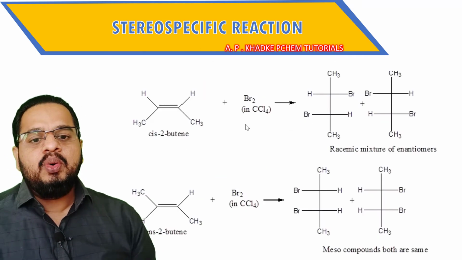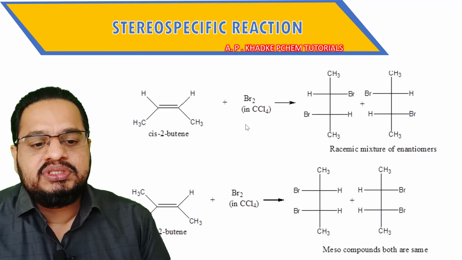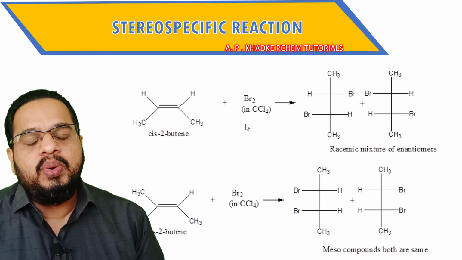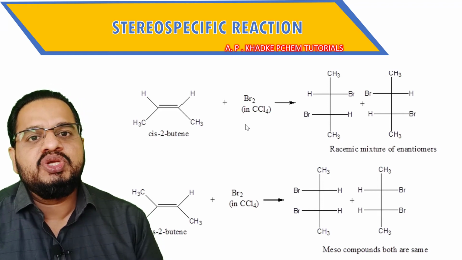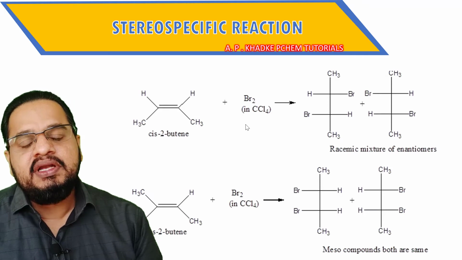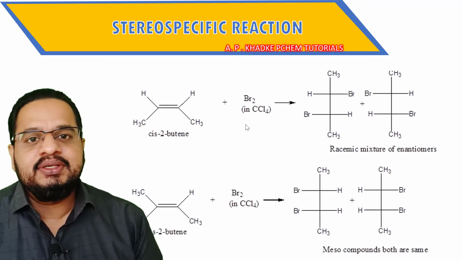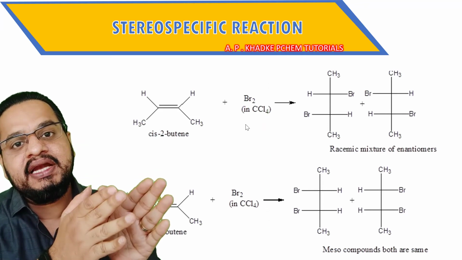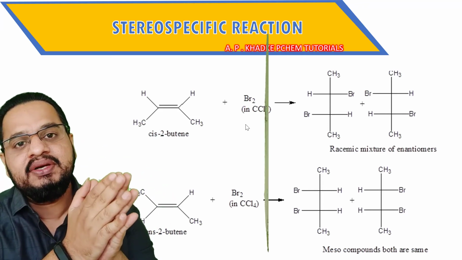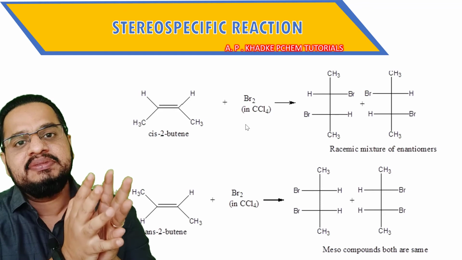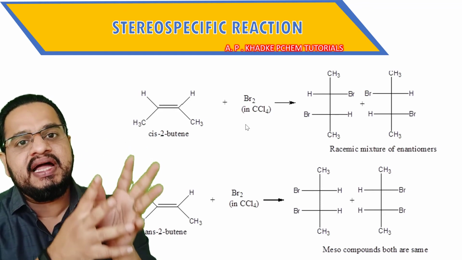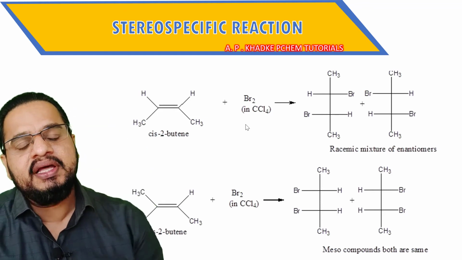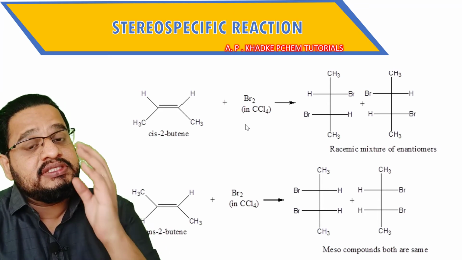Understand? Now once we are done with the stereoselective reactions, we are going to discuss the stereospecific reaction. Whenever we say it's stereoselective, the end product is selective. The end product is a selective enantiomer, or a selective diastereomer: you get R or S, or you get cis or trans. Understand? So the end product is selective.